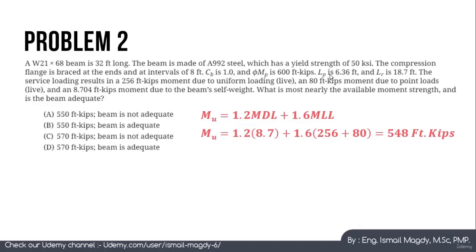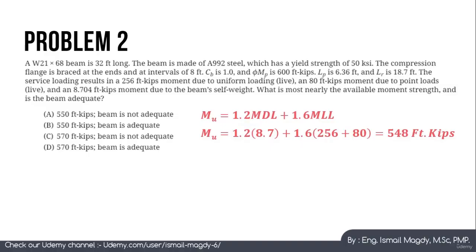So we have the Lp which is 6.36 and we have the Lr which is 18.7 feet, and we know that the unbraced length equals 8 feet. So this means that our value is between both the Lp and the Lr, which means we need to calculate for the lateral torsional buckling.